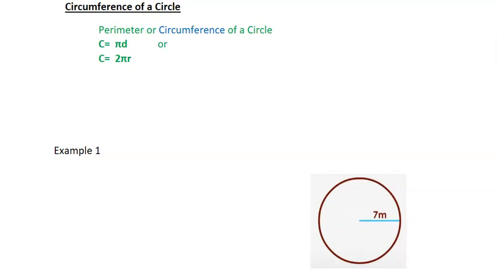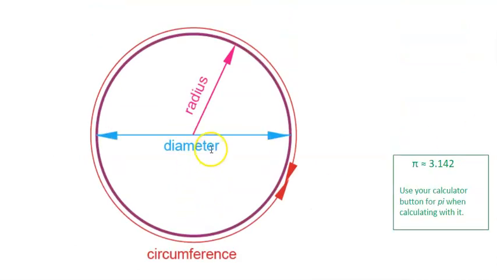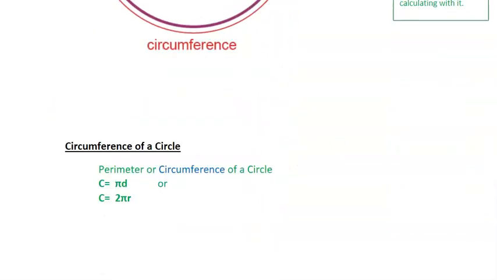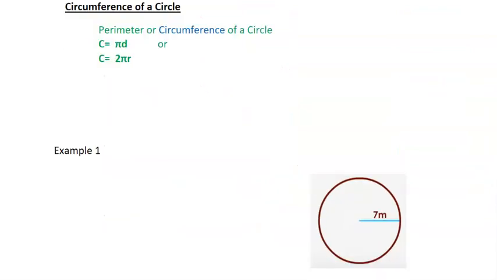Well, you can see from the diagram above, the diameter is essentially like 2 radii connected together back to back. So it makes sense that it's either 2 times the radius or just the diameter. So let's have a look at this example below. Whatever formula you use, make sure you start by writing it down, as so.